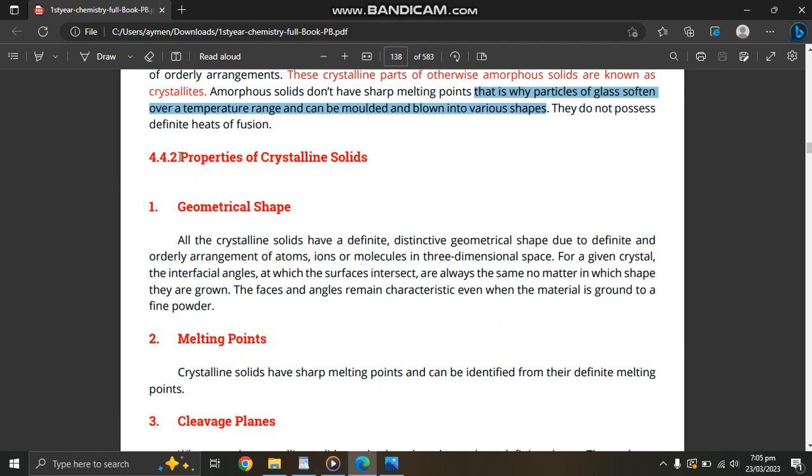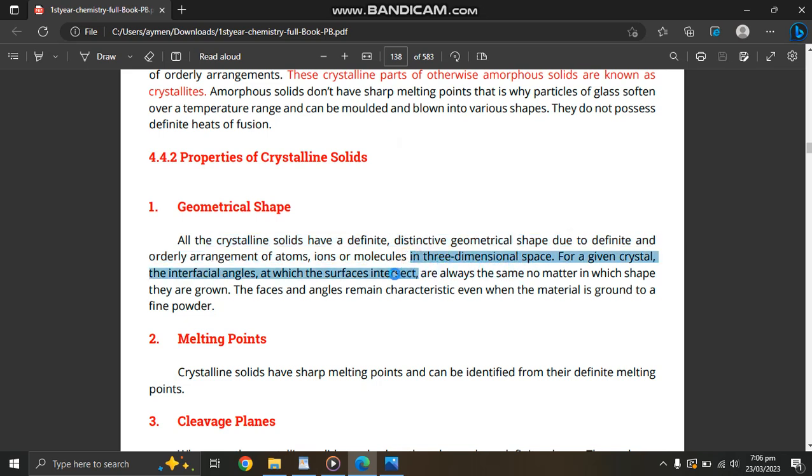There are some properties of crystalline solids, so let me discuss. Firstly, the geometrical shape. All the crystalline solids have a definite, distinctive geometrical shape due to the definite orderly arrangement of atoms, ions, or molecules in their three-dimensional space.